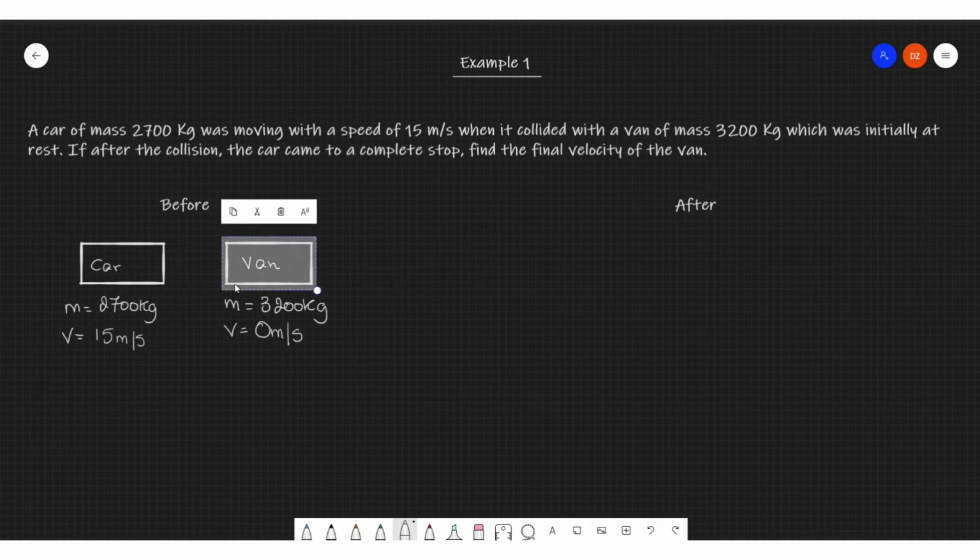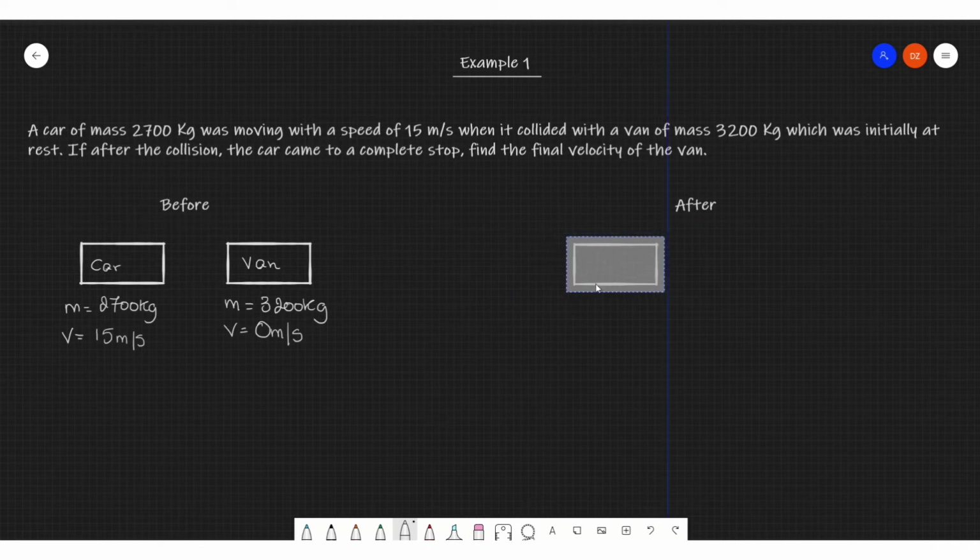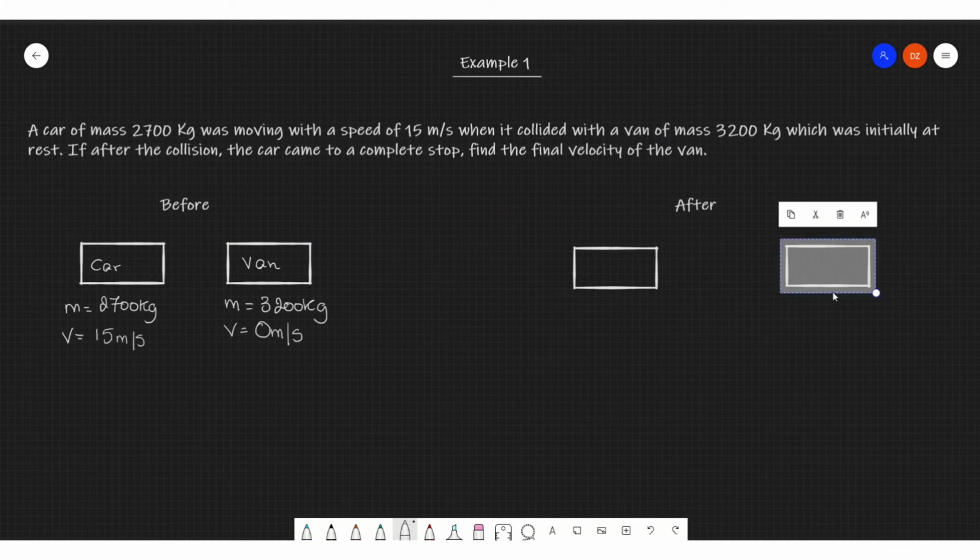Then, after collision, we still have two separate bodies, so I'm going to draw two boxes again. Again, one for the car and one for the van.